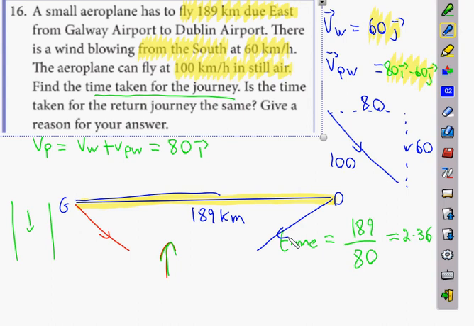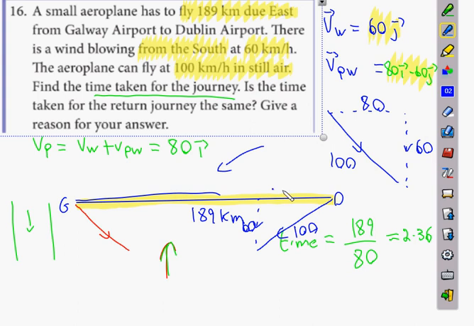If the wind was in any direction that had a component along the y-axis, that would be great. But because it's perpendicular, it has no effect on your actual speed. So if you work out your triangle on the way back, you're once again going to go down 60 to combat it. You're still going at 100.